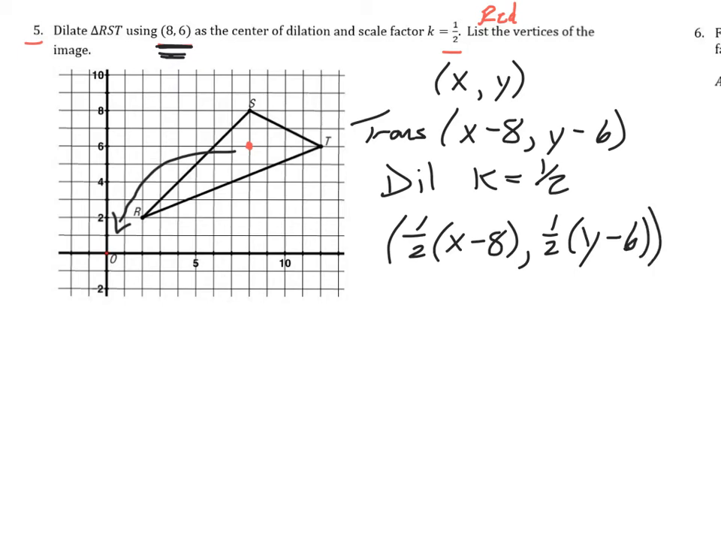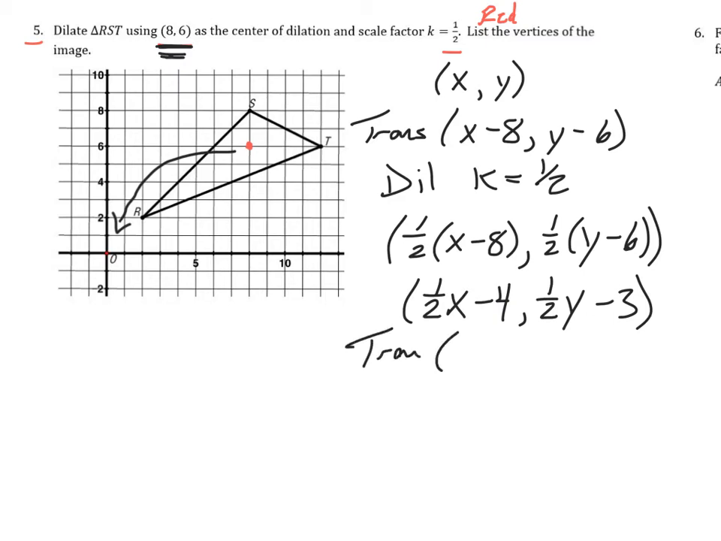Okay, let's distribute this, get rid of the parentheses. It looks like I'm going to end up with 1/2 x minus 4 and 1/2 y minus 3. Last thing I want to do is translate it. Now I want to go back to where I came from. So now I'm doing the opposite of what I did initially. So I'm essentially applying the coordinates of the point that they gave me. So it's going to be x plus 8 and y plus 6.